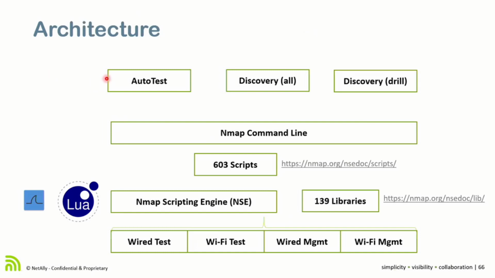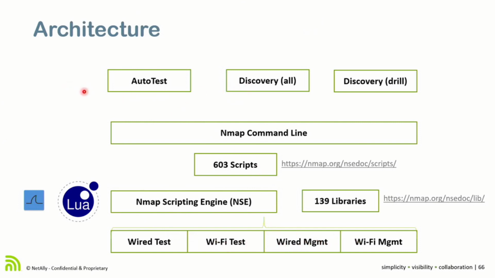So there's all this power when you think about this. We have Nmap and these 603 scripts, as well as the direct command line stuff, and then it sits on top of this Nmap scripting engine, whose scripting language is Lua, which is the same language used by Wireshark for writing decodes. I'm sure Peter would know that. And then there's these 139 libraries off to the side that just make it easy to do things with a few lines of code, and you can run that on any of our four interfaces.